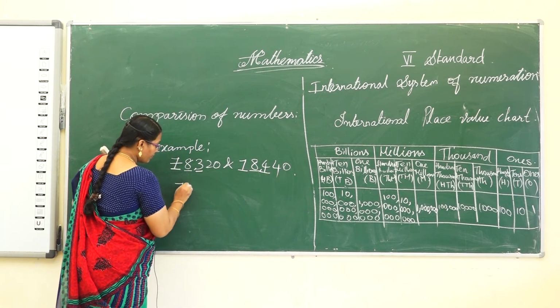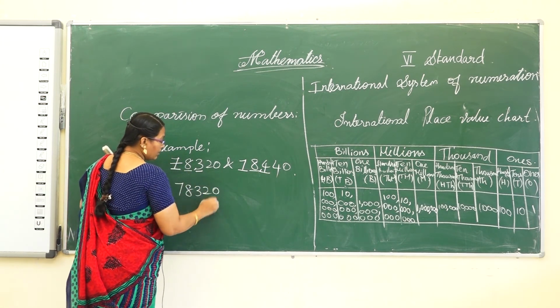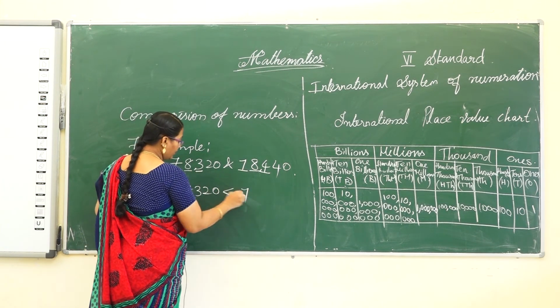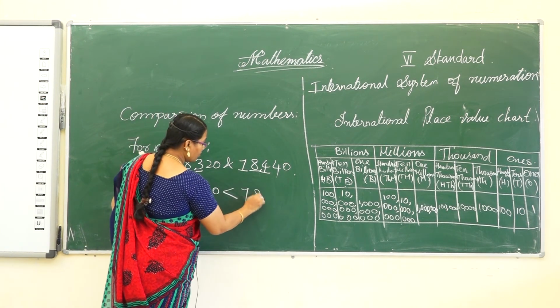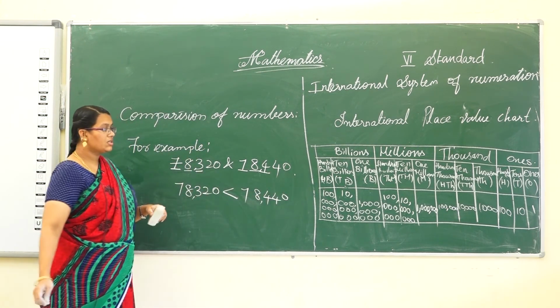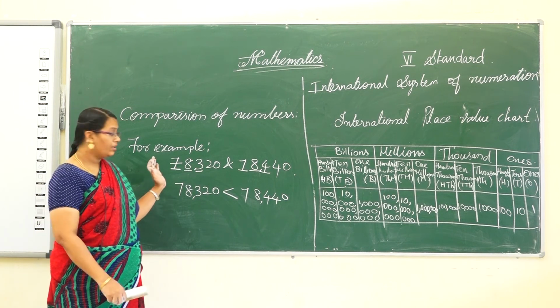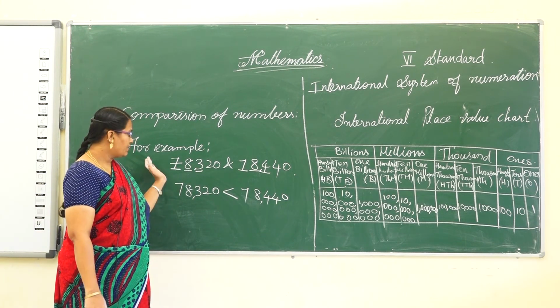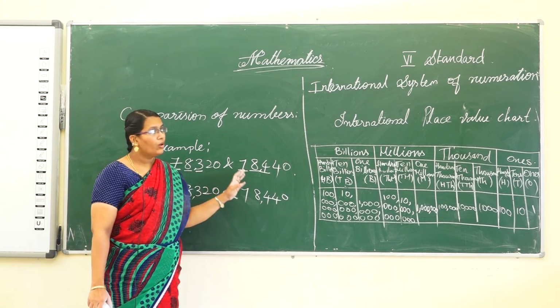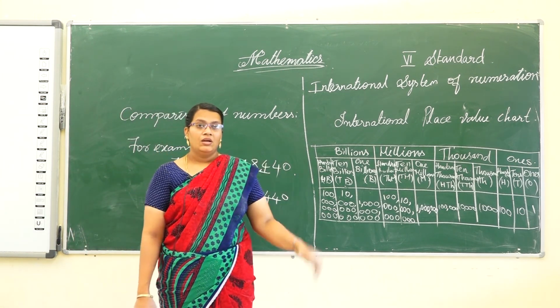So which is greater? This is the greater number. Compare like this, all the numbers one by one, from the left side of the numbers. That is the comparison of numbers. I hope you all understand the concepts. Thank you, students.